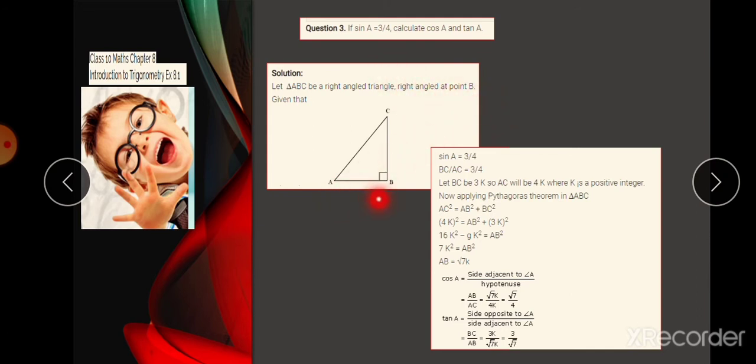First draw the triangle ABC. Angle A is here. So what is the sine? Opposite by hypotenuse. Then 3 here, 4. By using the Pythagoras theorem, you will get the answer root 7k.